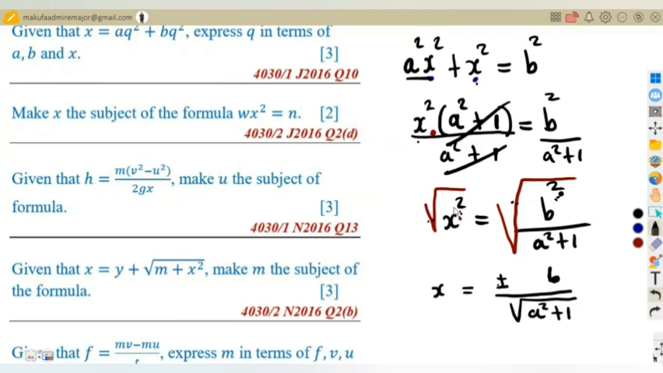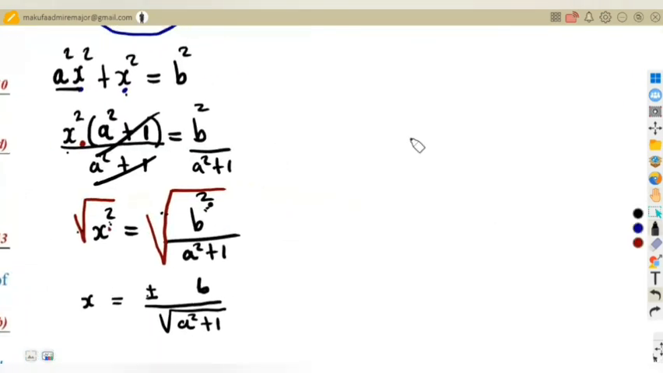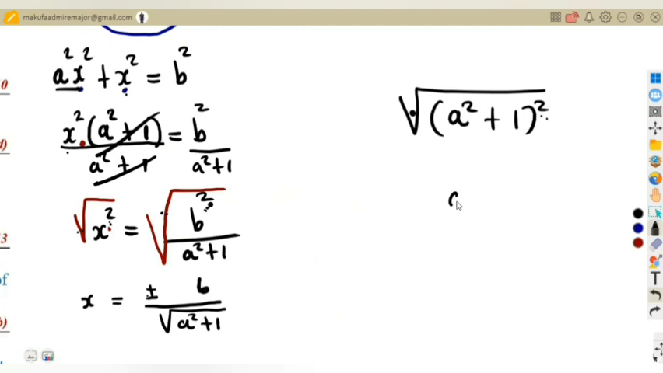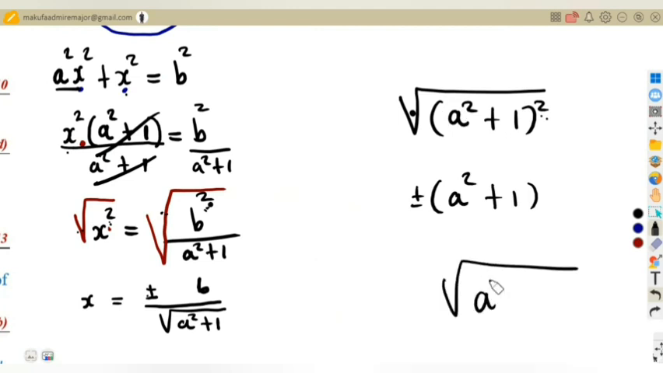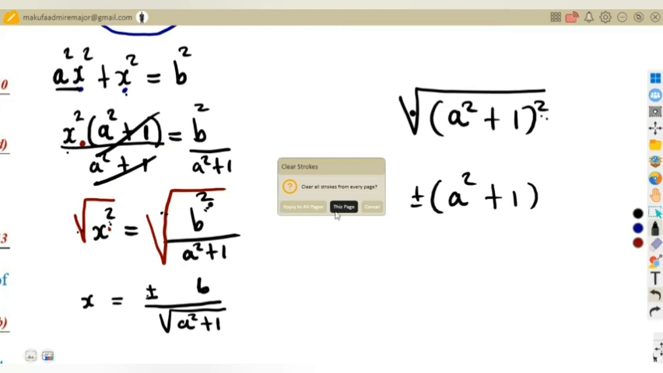That's like the square root of x², which is a single term. Unless it was the square root of (a² + 1)², that's where we say the square root and the square neutralize each other, so we remain with a² + 1. But here we can't say the square root of a² is a and the square root of 1 is 1. This is wrong. We can't determine our square root this way. All right, so that is what we're supposed to have in this case.